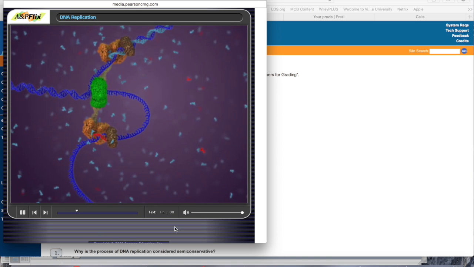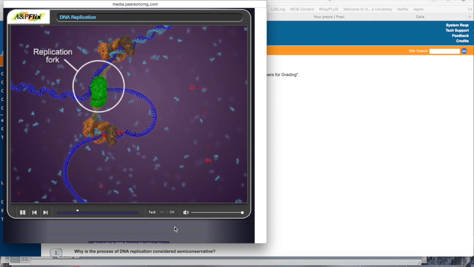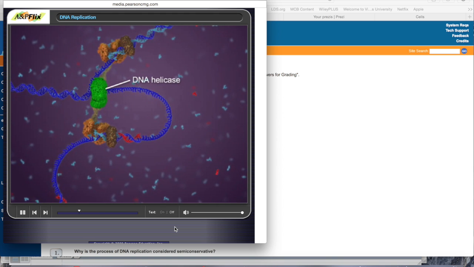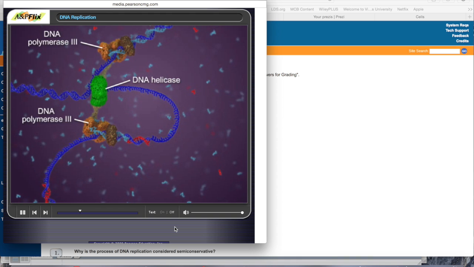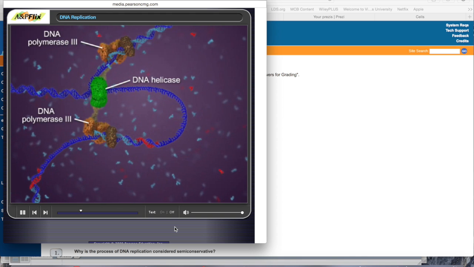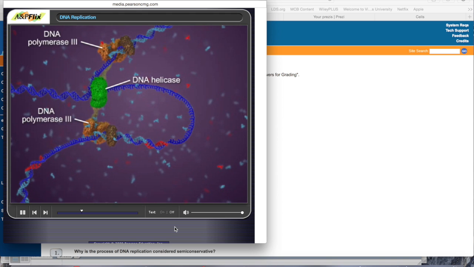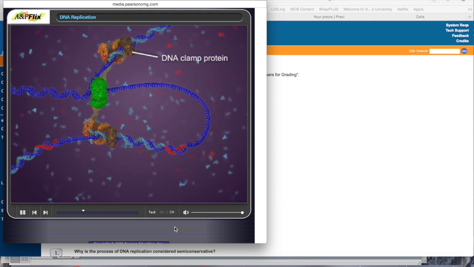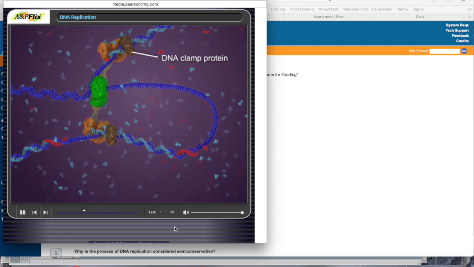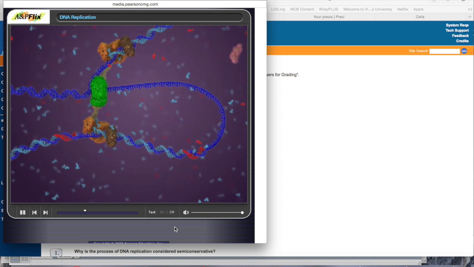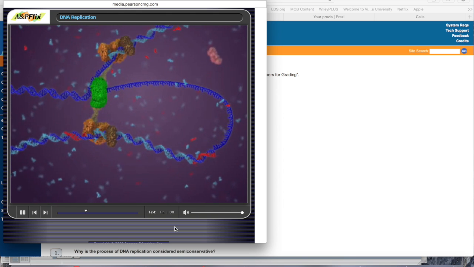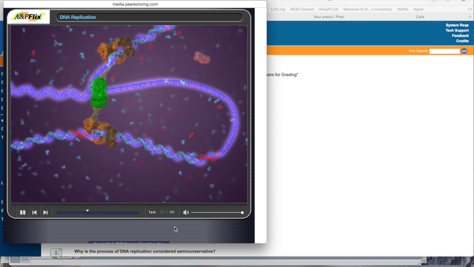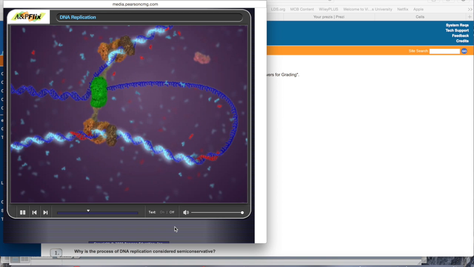Some of the proteins that work together at the replication fork are shown here. Here, DNA helicase unwinds the two strands, and DNA polymerases type 3 build new strands of DNA. A critical component of the DNA polymerase III protein is the DNA clamp protein, which prevents the polymerase from dissociating from the template strand. Thus, the process of DNA replication is called semi-conservative. Each new double helix contains one original DNA strand and one new DNA strand.